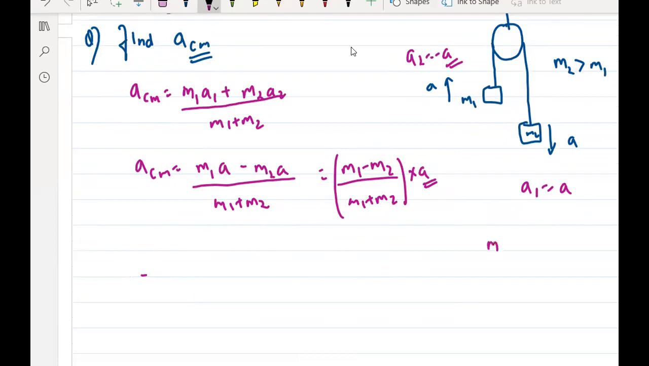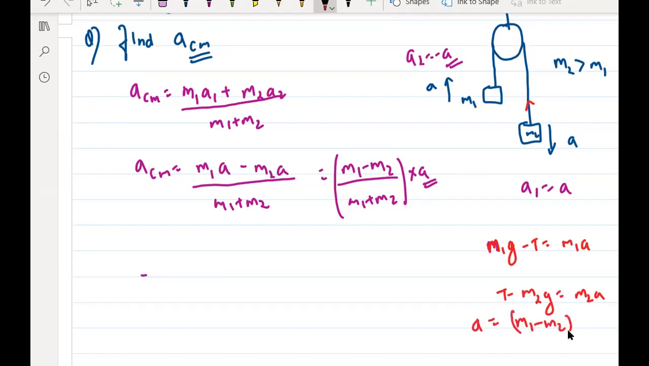Right? M1G minus tension is equal to what? M1A. And here, tension minus M2G is equal to what? M2A. So if you just add them, then you can get A is equal to what? M1 minus M2 into G by M1 plus M2. Right? Add them, M1 minus M2 G और यहाँ पे M1 plus M2 हो जाएगा. Right? So एक वैल्यू निकल गया.